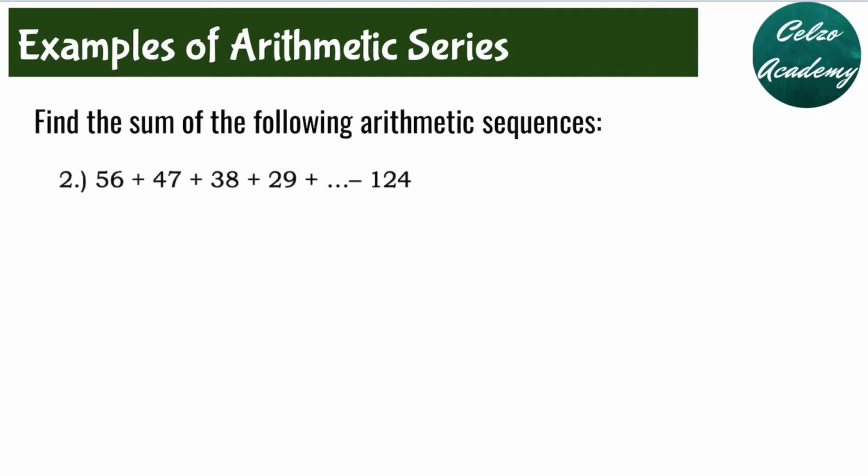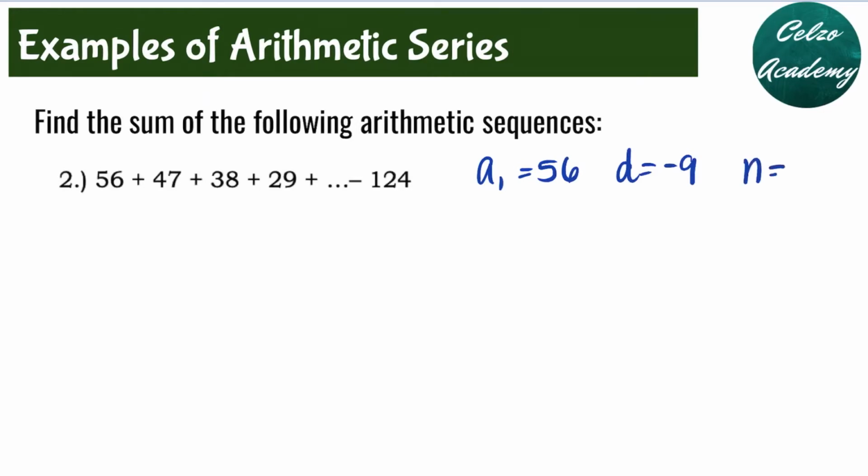Question number 2. Find the sum of the arithmetic series 56, 47, 38, 29, all the way to negative 124. For this series, our a sub 1 is 56. Our d value, the common difference, is 47 minus 56, and that is negative 9. That means the pattern is subtracting by 9 to find the next term.